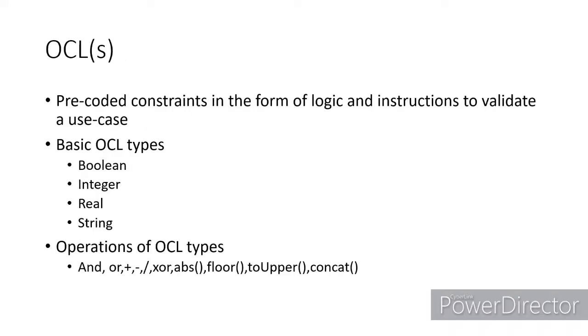Here are OCL types. Pre-coded constraints in the form of logic and instruction to validate a use case. Basic OCL types are Boolean, integer, real, and string. Operations of OCL types are AND, OR, plus, minus, divide, XOR, ABS, floor, to upper, and concat.